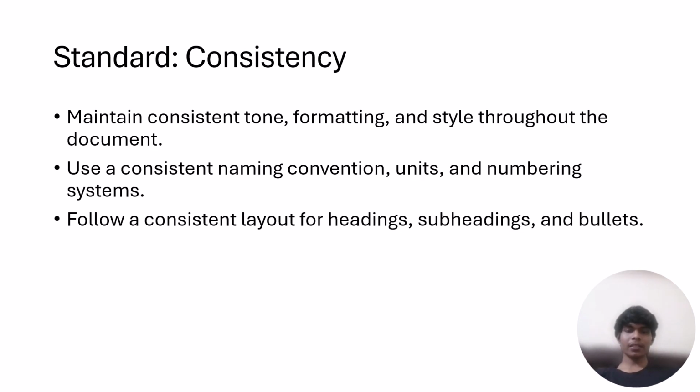Standard: consistency. Maintain consistent tone, formatting, and style throughout the document. You should maintain a consistent tone, formatting and style throughout the document so that viewers can understand it very easily. Use a consistent naming convention, units, and numbering system so that it doesn't confuse the readers. Follow a consistent layout for headings, subheadings, and bullets, etc.